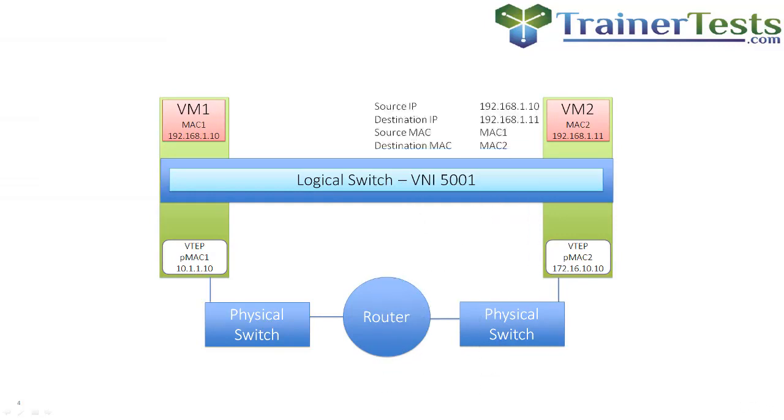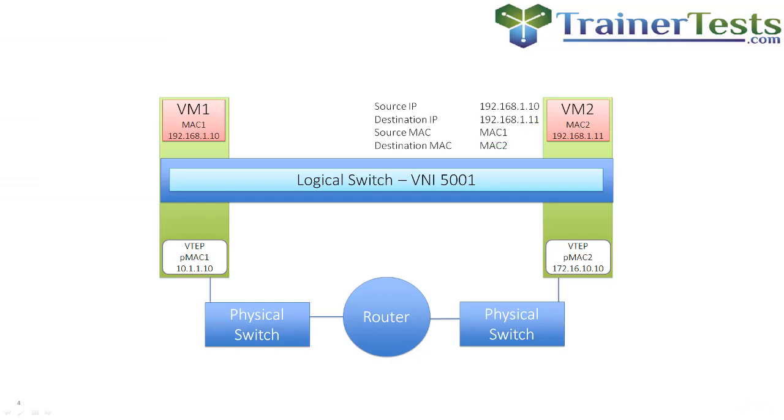And now the original headers are used. We have our original source and destination IP, our original source and destination MAC. So now the frame will arrive at virtual machine 2. VM2 will say, this is my destination MAC. Let me strip that away. And it'll look at the layer 3 header. It'll see that this is this virtual machine's destination IP. And at that point, it can examine the payload.